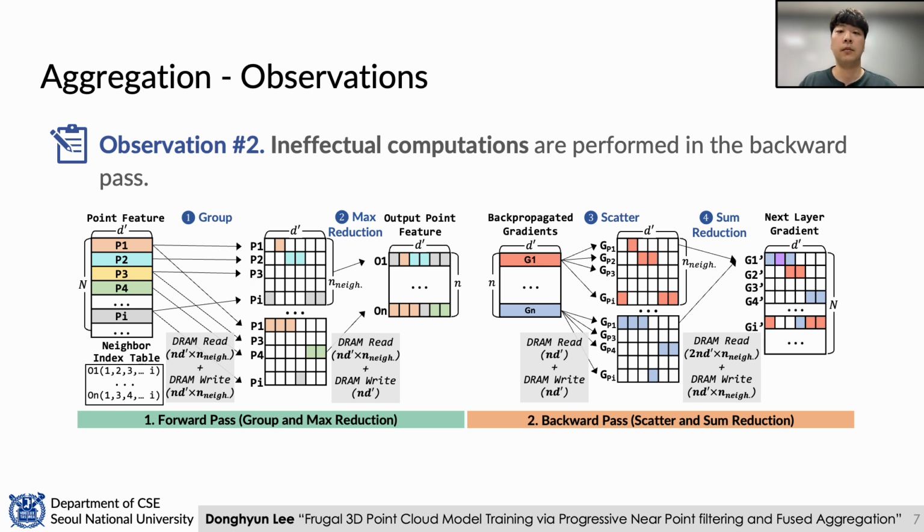Furthermore, we observe that ineffectual computations are performed during the sum reduction in the backward pass due to the high sparsity of the scattered gradients matrix. For example, two gradient vectors are gathered and summed in this figure, even though this is an ineffectual computation with zero values.